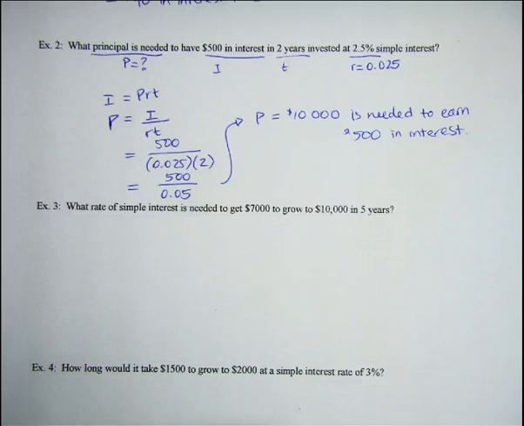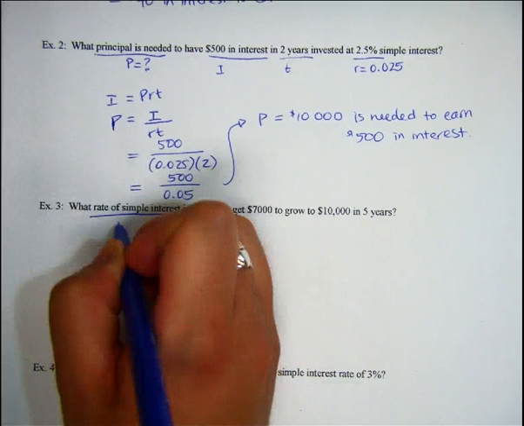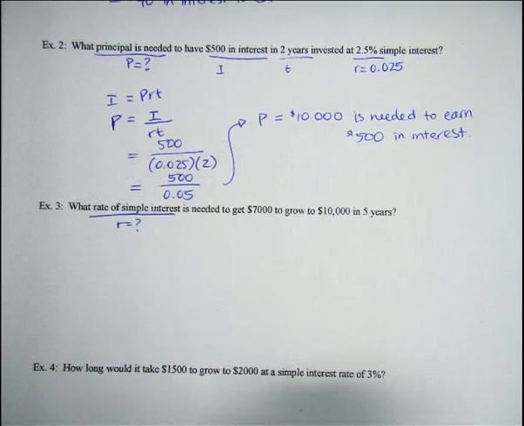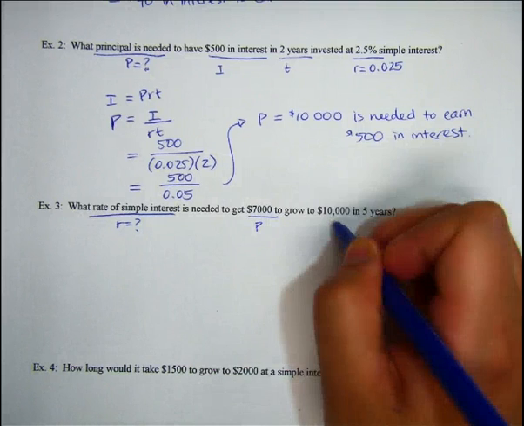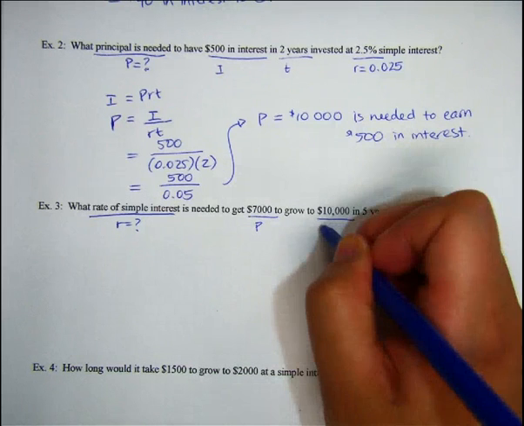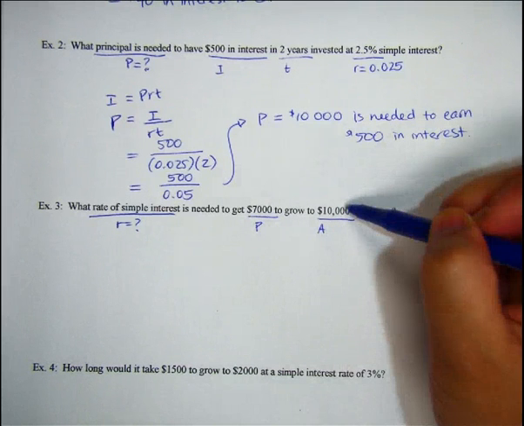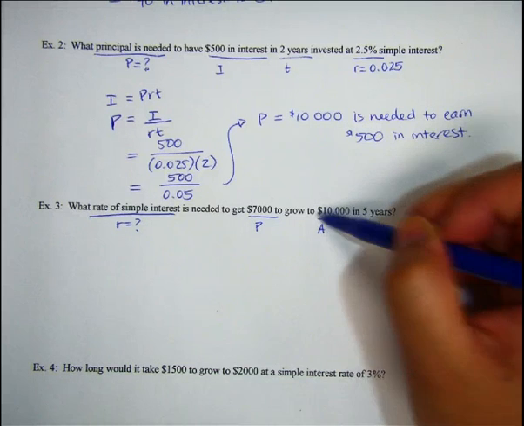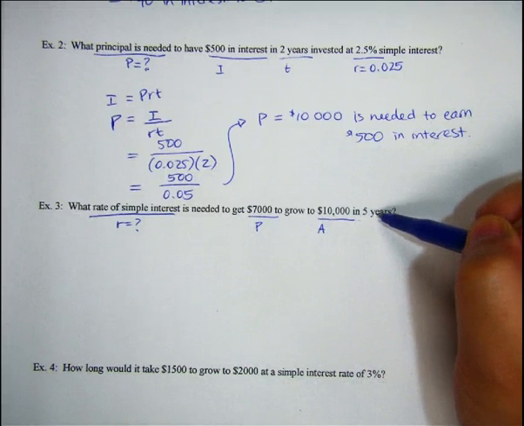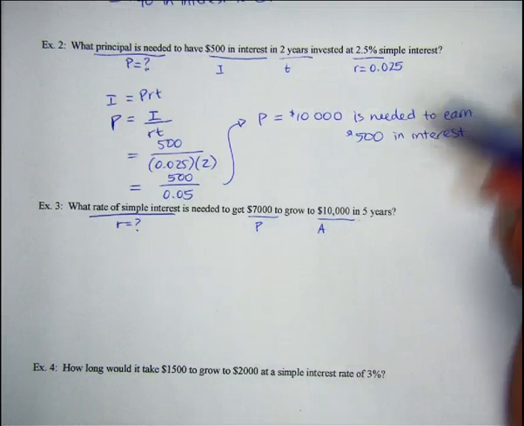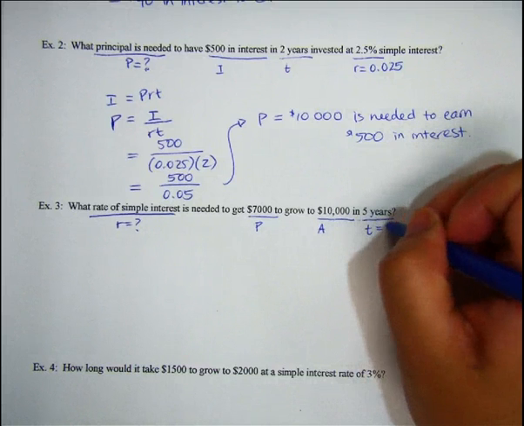Moving on to example 3. What rate of simple interest, so now we want to find R, is needed to get $7,000, P, to grow to $10,000. Now, if you want 7,000 to grow to 10,000, that's going to be your total amount, okay? That's not the interest earned. It's not saying $10,000 is the amount of interest, okay? So that's actually your total A, and T is equal to 5.